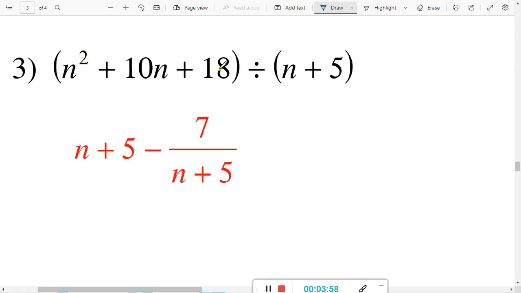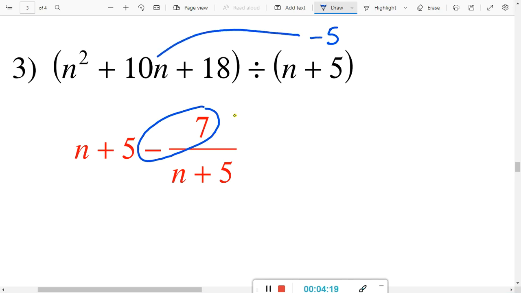Okay, please pause and see if you can get the remainder on number 3 right here. And remember, since we're dividing by n plus 5, you're going to plug in negative 5. Okay, and the remainder here is negative 7. All right, so see if you can plug in negative 5 and get negative 7. All right, so we change the sign of n plus 5. We're going to plug in negative 5. And that's going to be in place of n.